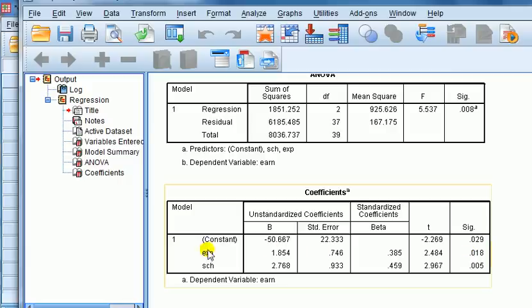Alright, so is experience significant? Yes, we reject the null because the p-value for this t is 0.018, which is less than 0.05. Schooling, t is 2.967, significance 0.005, that is less than 0.05. If you're unsure, just get out your calculator. 0.05 minus 0.005 is positive. So they are both significant. So in other words, they each have predictive ability for the DV.